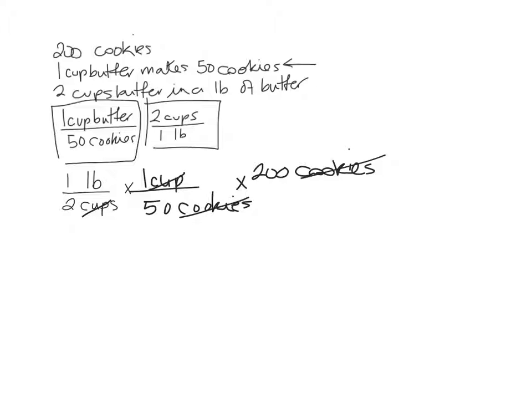So what you do now is you take every number that's on the top half of the ratios and you multiply them. And you divide by every number on the bottom, and that will tell you numerically how many pounds of butter we need. So you're going to take 1 times 200. You're going to divide by every number on the bottom. So we're going to divide by 2, and we're going to divide by 50. And what number do you get? 2.